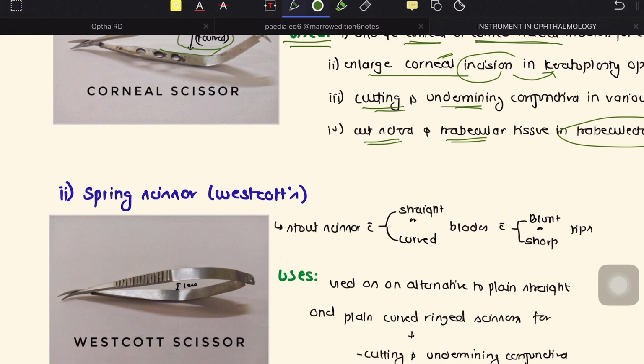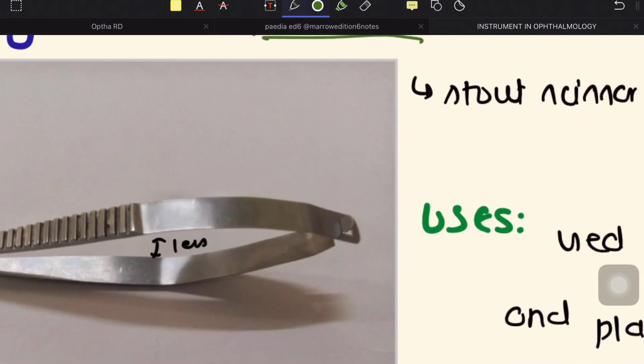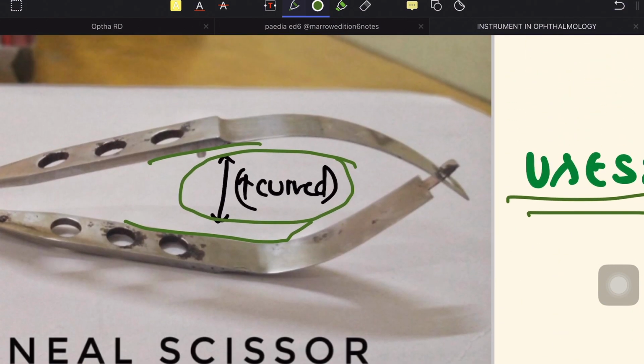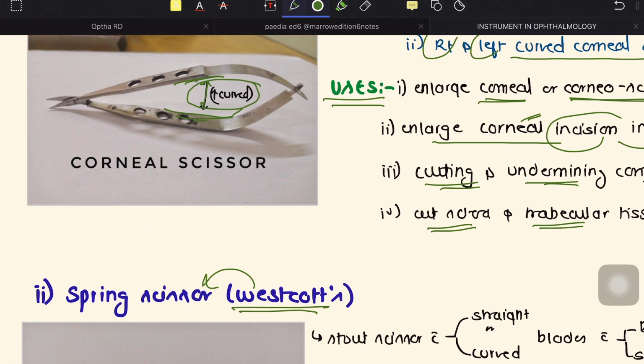The next scissor is Westcott scissor. It is also known as spring scissor. How do we differentiate between corneal scissor and the Westcott scissor? You can see now the gap between the two limbs is less, whereas in corneal scissor, there was a huge gap present between the two limbs of the scissor. Right? And thus it is not used to enlarge the section.